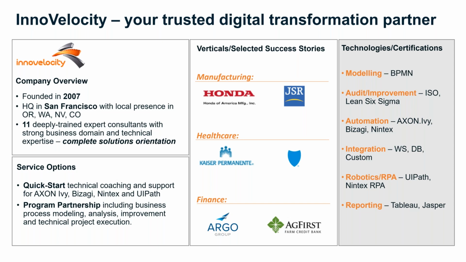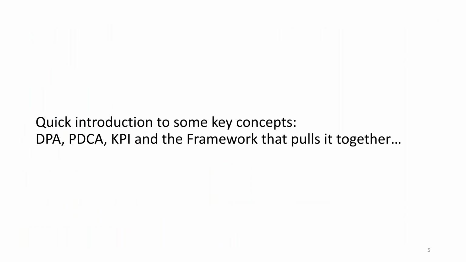So along those lines, let's get into our topic today. And we'll start with a quick introduction of some key concepts that we're going to be using throughout. A few new acronyms maybe for some folks. DPA, which is Digital Process Automation, PDCA, Plan, Do, Check, Act, and KPI, the key performance indicators, as well as the framework that pulls it all together.